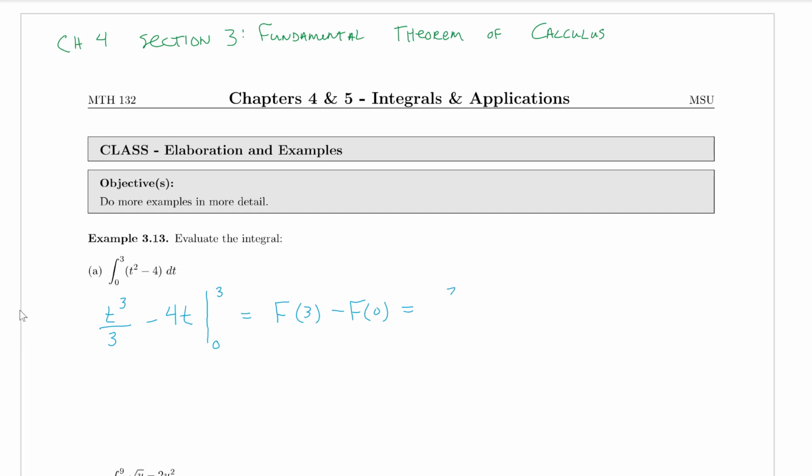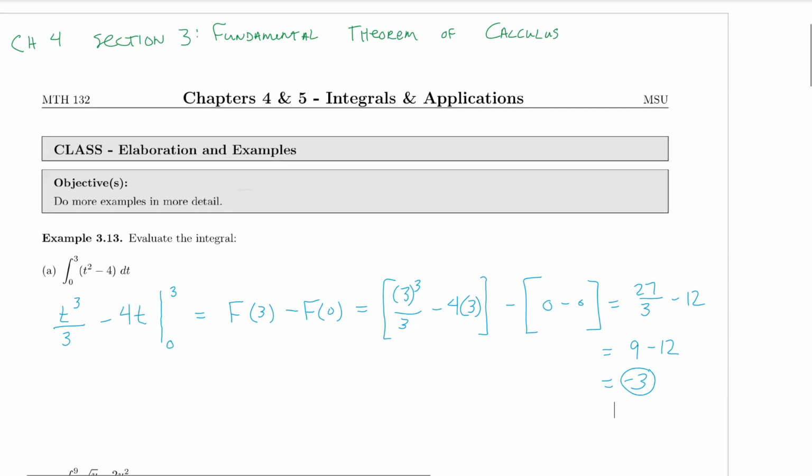So when we plug in a 3, we get 3 cubed over 3 minus 4 times 3. That's our antiderivative evaluated at 3. And then we're going to go ahead and plug a 0 in there, and we get 0 minus 0. So our overall integral then is 27 over 3 minus 12, or 9 minus 12, which is negative 3.